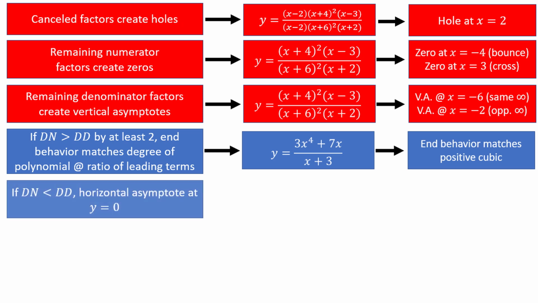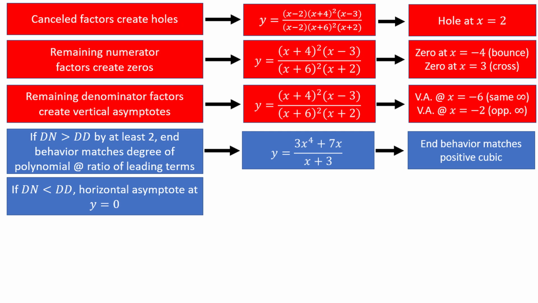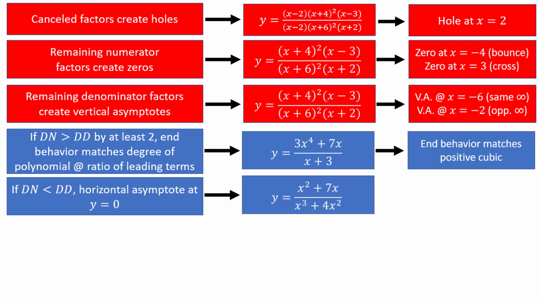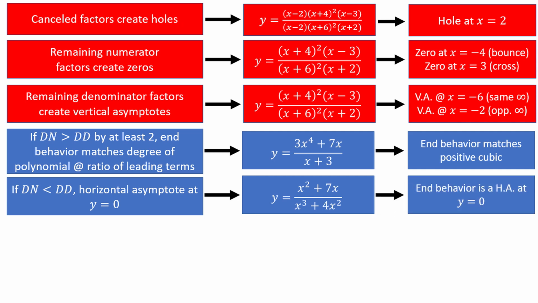If the degree of the numerator is less than the degree of the denominator, there will be a horizontal asymptote at y equals 0. In this example, the degree of the denominator is 1 higher than the degree of the numerator, meaning there will be a horizontal asymptote at y equals 0.